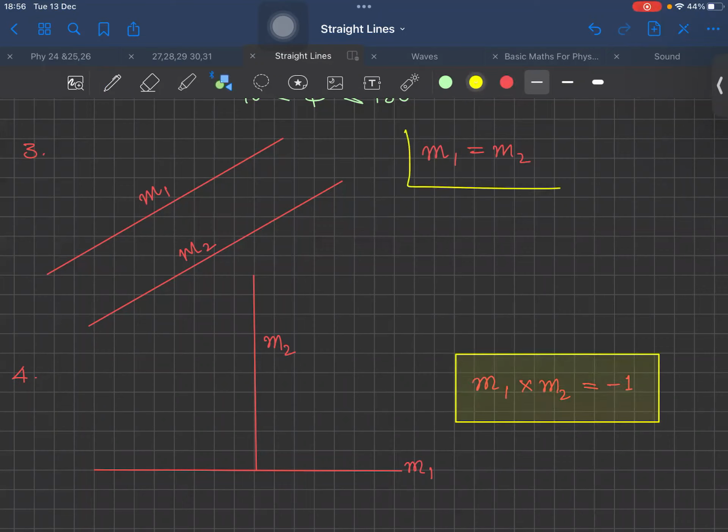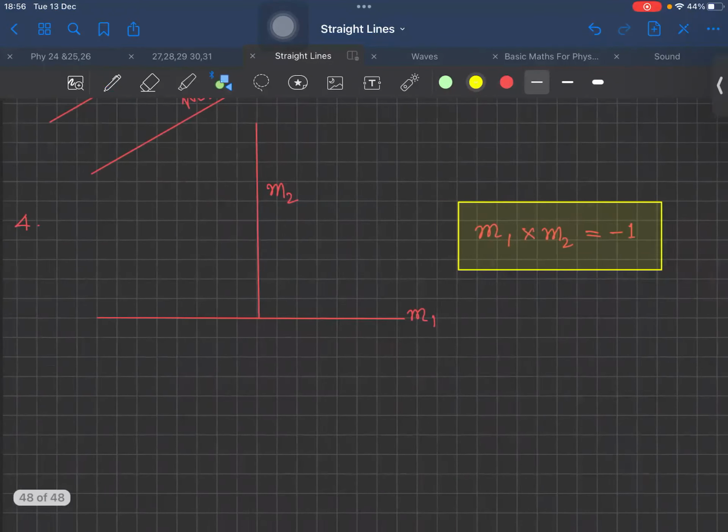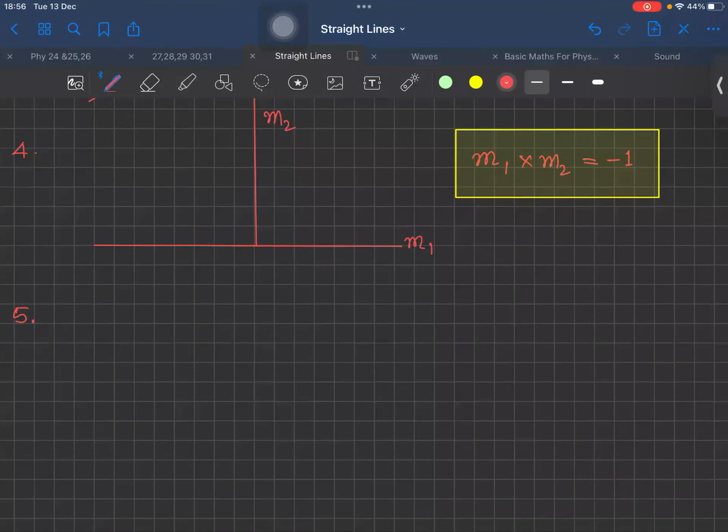I'm just writing the summary of what we have studied in this chapter. Fifth point. What else we have learned in this chapter? Now we learned how to find if 3 points are collinear. Collinear points. If 3 points are collinear, that means they are on the same line.